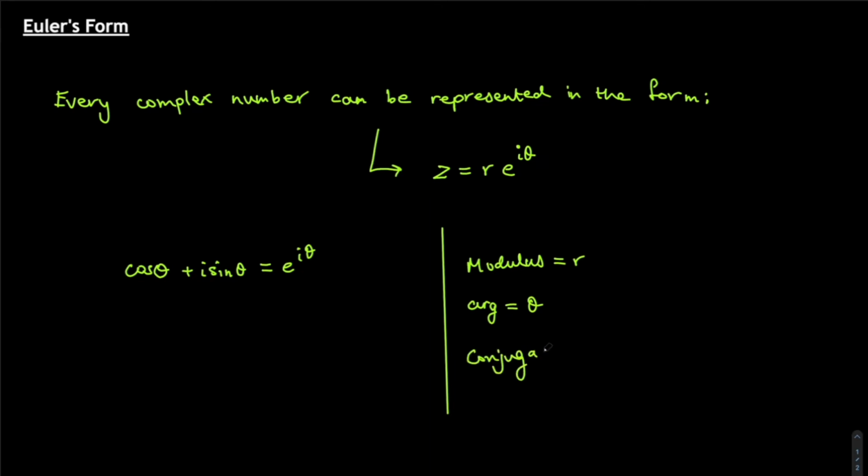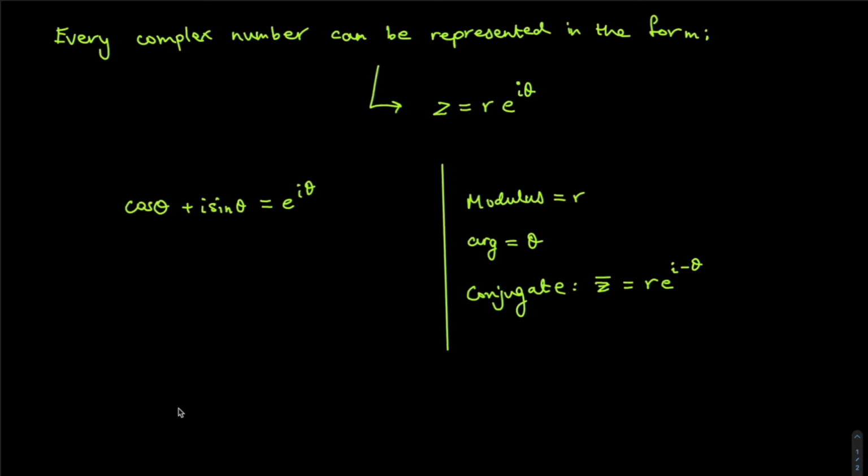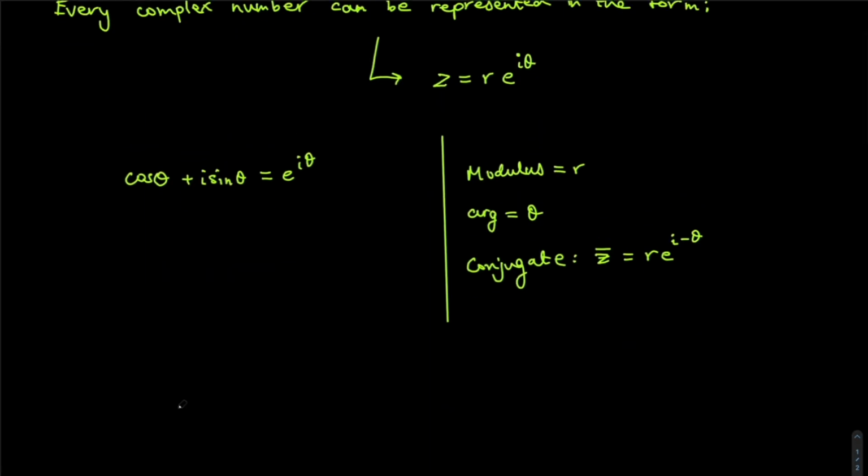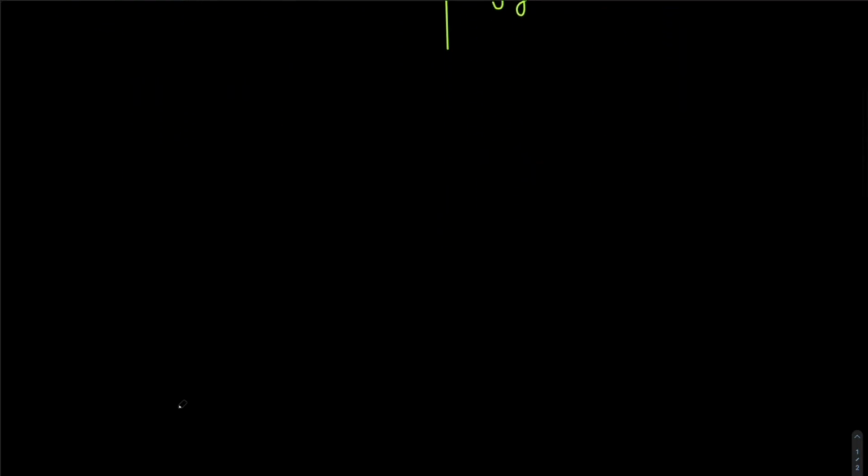Our conjugate is, I would say, z bar is equal to r e raised to the power i minus theta, right? That's all that changes. So let's now look at the relationship between polar versus Euler form, right?